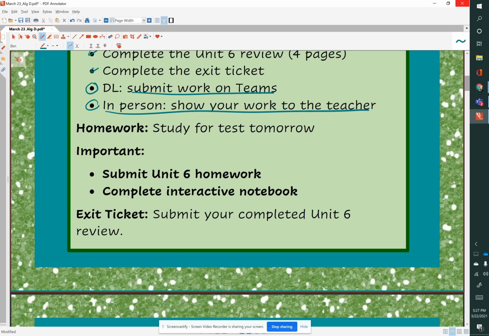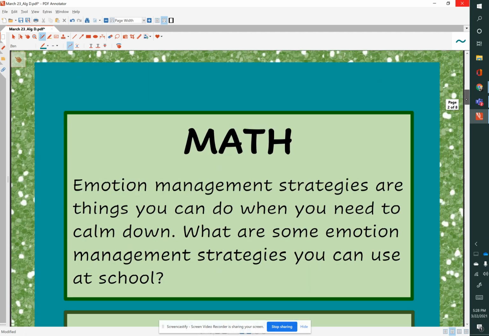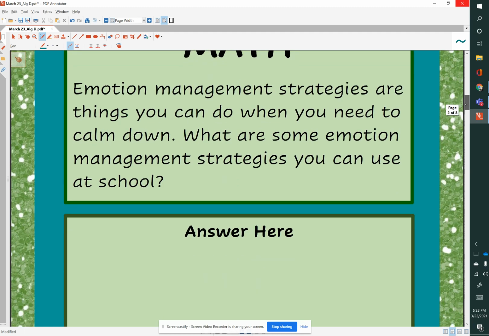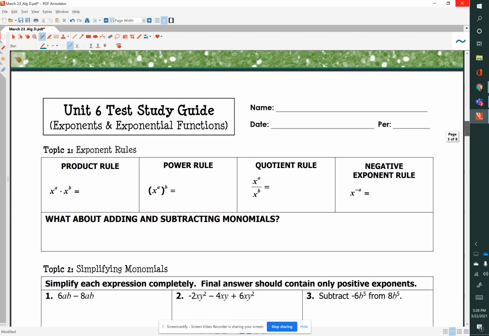So for homework, I want you to study for the test tomorrow. And remember, your Unit 6 homework is due in Teams, and your interactive notebook assignment needs to be completed and submitted by Friday. So your exit ticket today is to just submit or show me, if you're in person, your completed review. So I'm going to skip over the do now, and we'll talk about it in class. I want to get going with this video.